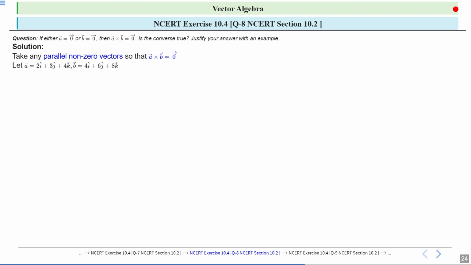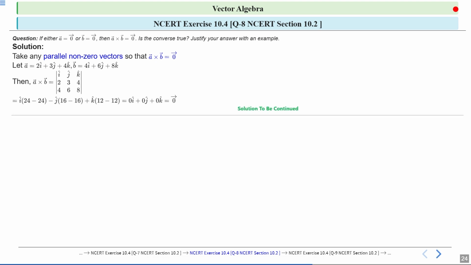So let A vector be equal to 2 i cap plus 3 j cap plus 4 k cap, B vector equal to 4 i cap plus 6 j cap plus 8 k cap. Then A vector cross B vector will be equal to the determinant of i cap, j cap, k cap; 2, 3, 4; and 4, 6, 8. After solving this, we will get i cap into 24 minus 24 minus j cap into 16 minus 16 plus k cap into 12 minus 12, which is equal to 0 i cap plus 0 j cap plus 0 k cap, which is equal to 0 vector, right? Clear?